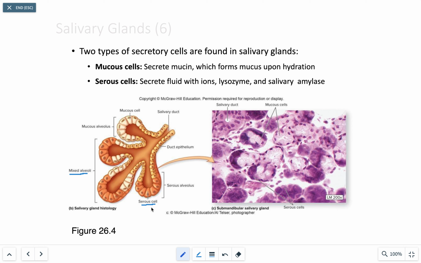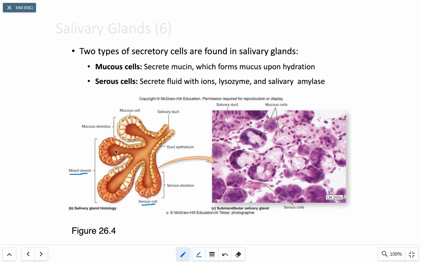So first, when we're talking about the serous cells, they secrete a watery fluid. They contain ions, lysozymes, and salivary amylase, basically digestive enzymes. Again, the parotid glands are most often associated with the serous cells. When we look at mucus or mucous cells, they secrete mucins, which form mucus upon hydrating with water.